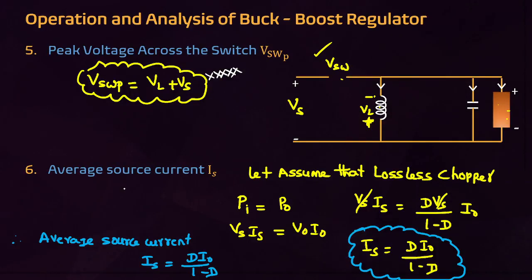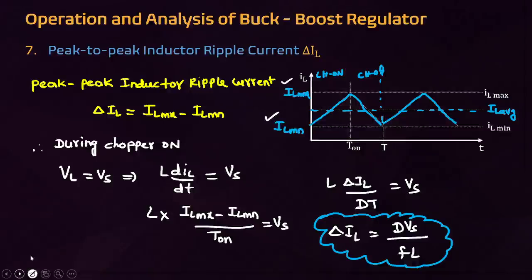What is the average source current? Average source current equal to D I naught by 1 minus D. In the case of buck boost, this is different as compared to boost regulator. Average source current equal to D I naught by 1 minus D.